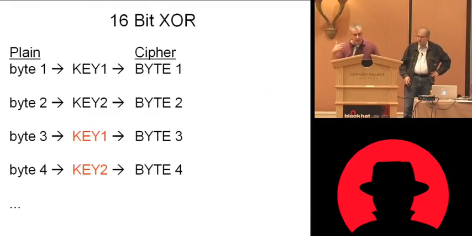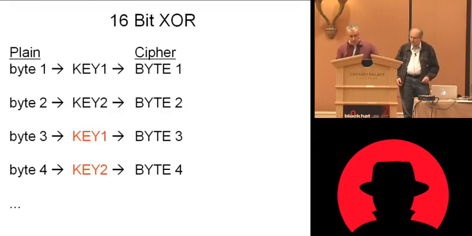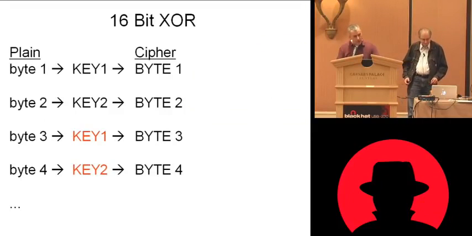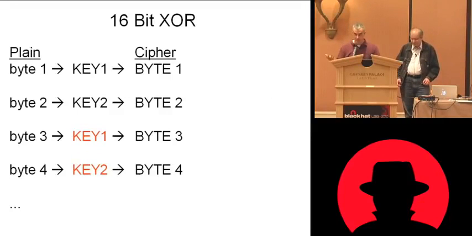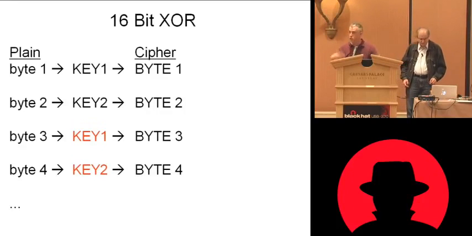So anyway, thinking from 8-bit XOR to 16-bit XOR, you have 16 bits. The first 8 bits is key 1 applied to byte 1, and the second 8 goes to byte 2, and then you reuse the keys.